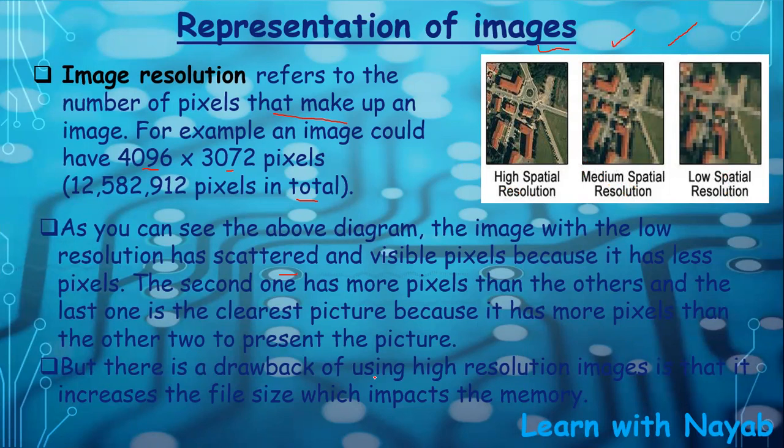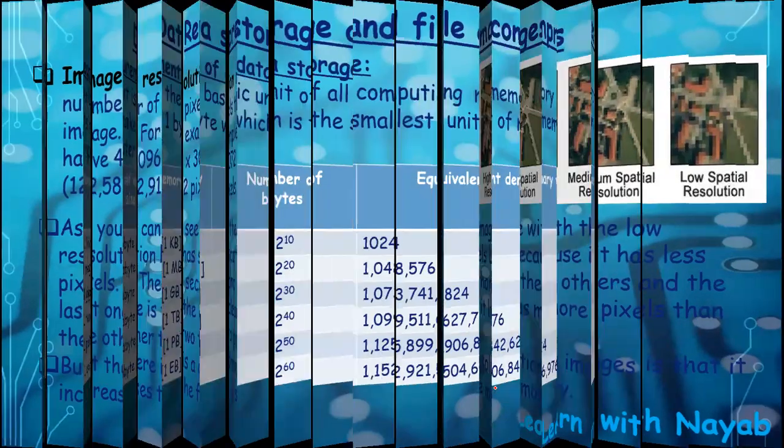But there's a drawback of using high resolution images: it increases the file size, with impacts to memory. If we use a higher resolution image, it will increase the file size, because the more pixels, the larger the file size. When it increases the file size, this will impact the memory. That means we can't store a lot of high spatial resolution images in the memory.